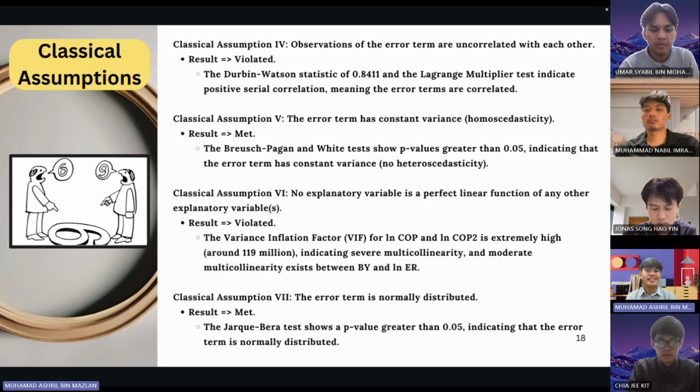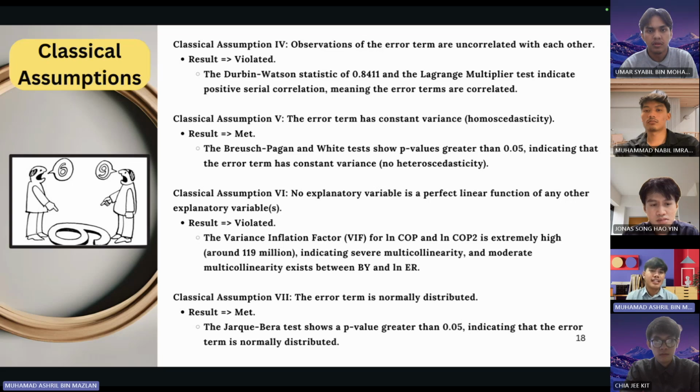And then for classical assumption number 5, the error term has constant variance, homoscedasticity. The result is met based on the BP test and White test just now. It indicates that the error term has constant variance, which is we fail to reject the null hypothesis, which is that it has constant variance, no heteroscedasticity.